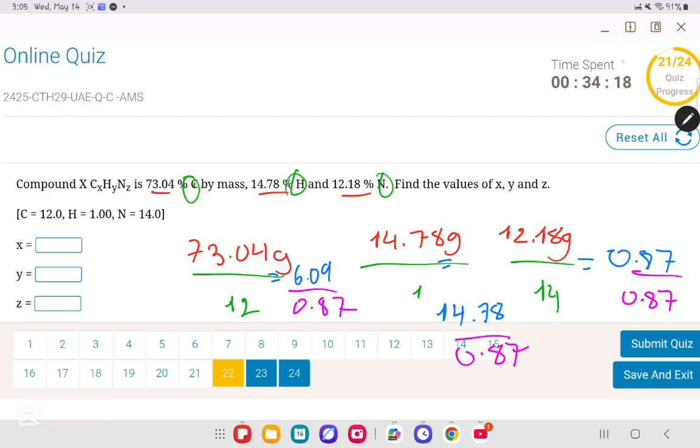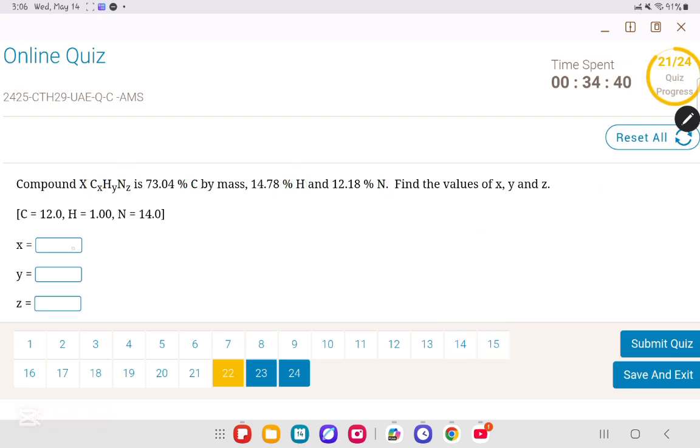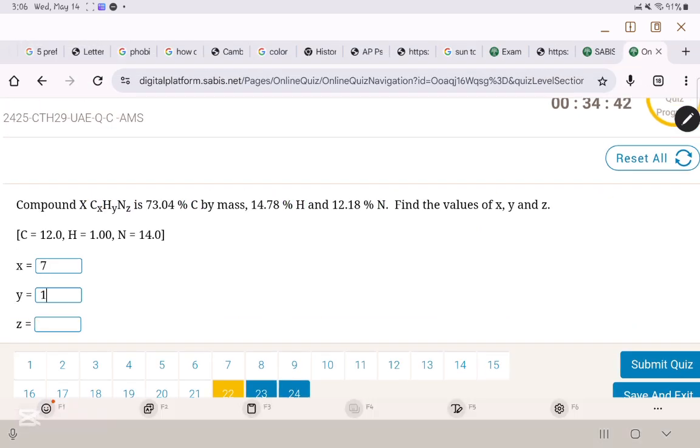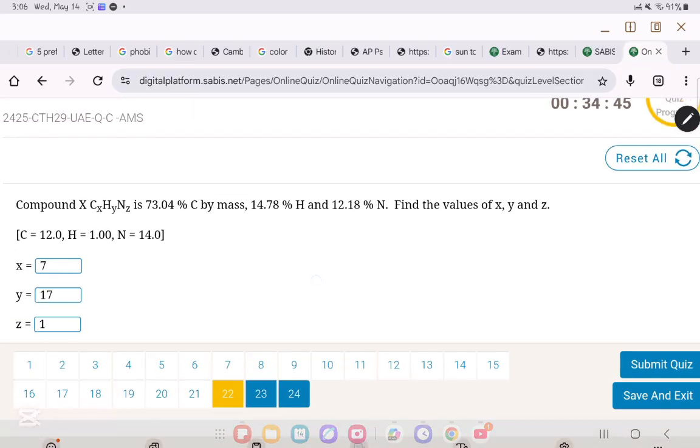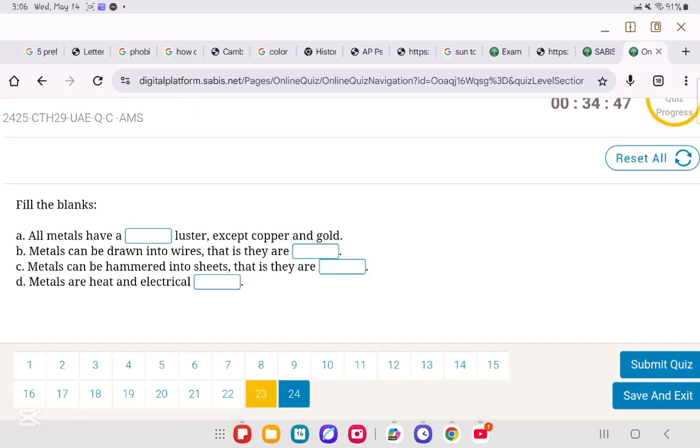You will get 7 for this one over here. So you will get that this is 7 atoms, this is approximately 17 atoms, and this is 1 atom. That means if C is X, X is 7. If H is Y, Y is 17. And if N is Z, Z is 1. So it's 7, 17, and 1. We move on to question number 23.